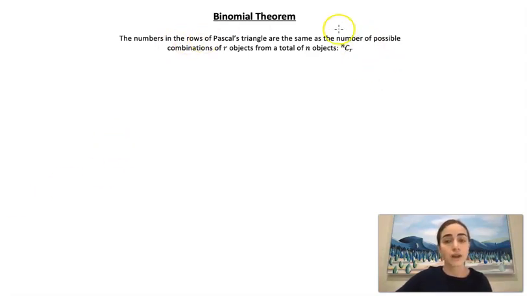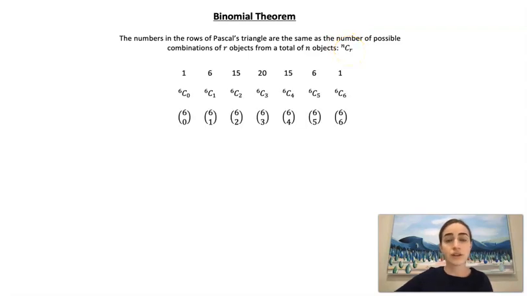So that's our combinations. For example, if we consider this row here in Pascal's triangle, we've got 1, 6, 15, 20, 15, 6, 1. If we were to look at the combinations from 6 objects, the number of possible combinations of 0 objects from a total of 6 would be 1. The number of combinations of 1 object from a total of 6 would be 6. If we were choosing 2 objects from 6 objects, there'd be 15 ways we could do that. So these numbers work out to be the same as that row in Pascal's triangle.